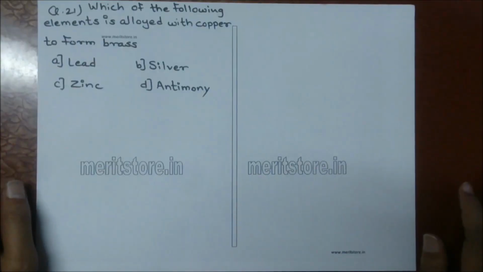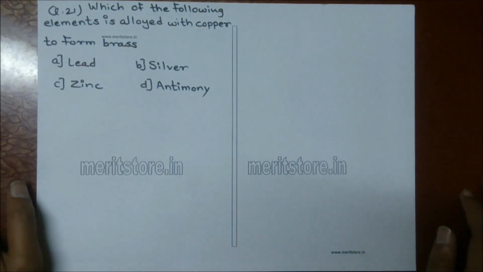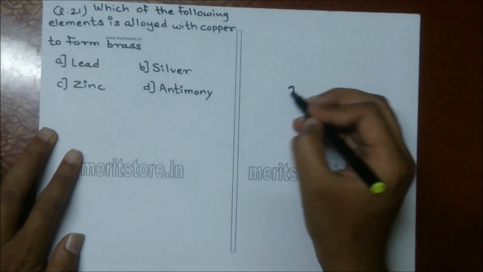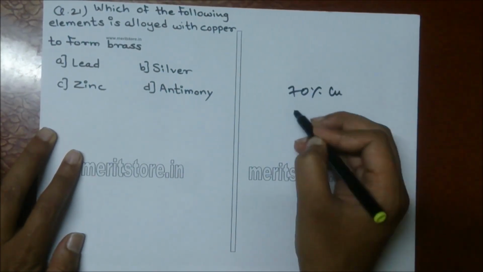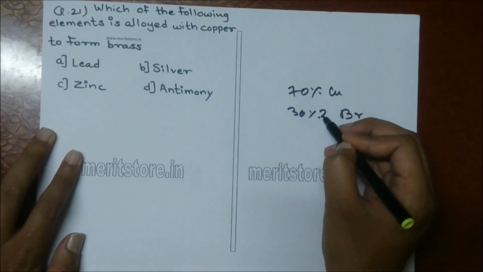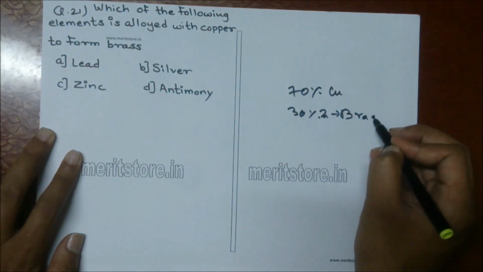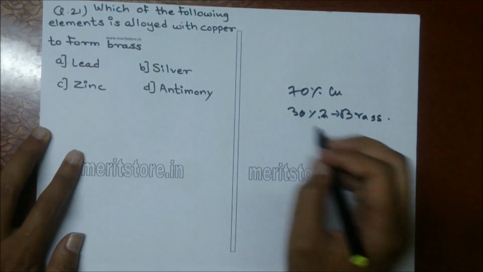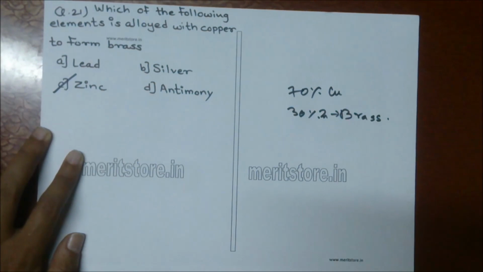Option A. Question number 21. Which of the following elements is alloyed with copper to form brass? A. Lead, B. Silver, C. Zinc, D. Antimony. 70% copper and 30% zinc are mixed to form brass, which is used in making utensils and artificial jewelry. So option C is the correct answer.